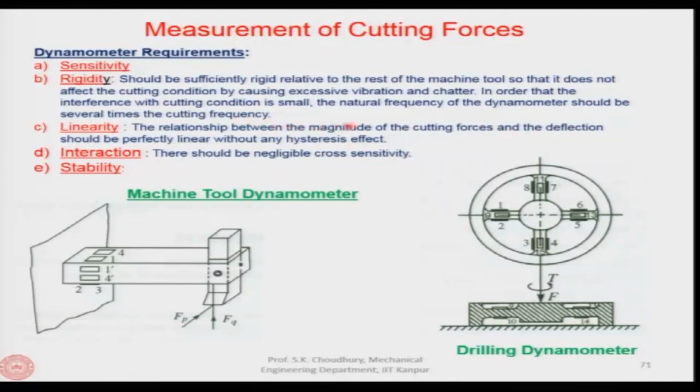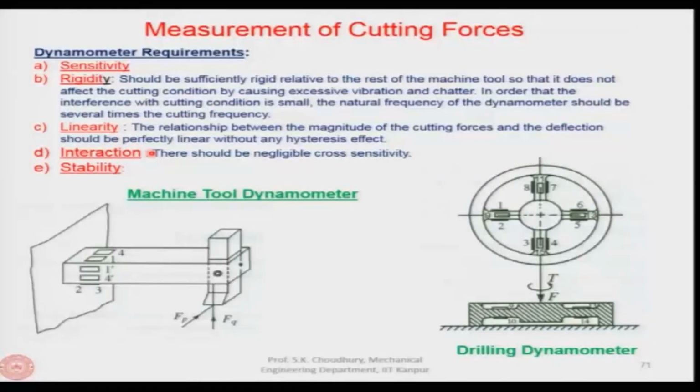So, this is the relationship between the magnitude of cutting forces and the deflection. As the cutting forces are increasing, the deflection should increase, and then when the cutting forces are taken out, the deflection should come back to the initial position along the same line, without any hysteresis. Now, the fourth one is the interaction.